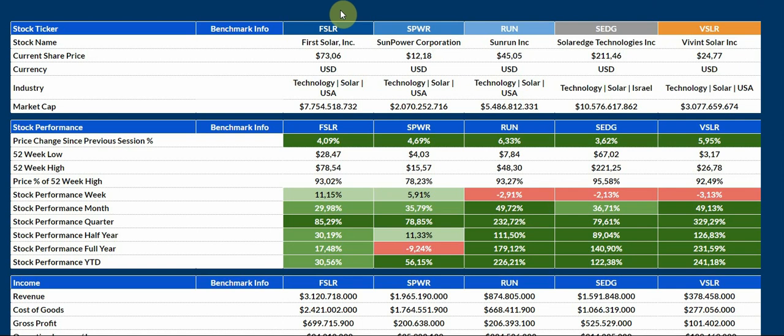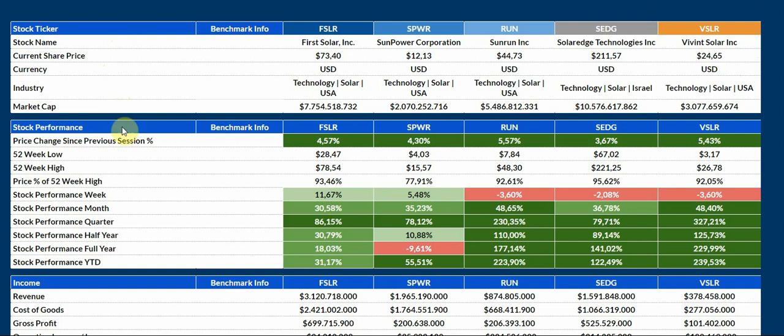The video will therefore not go into details on the numbers of the first 5 companies that I've selected, as you can see here, within the solar industry. But otherwise, how the sheet is built is first to have some generic information like the stock name, the current share price, the currency, the industry, and the market cap of the stock.